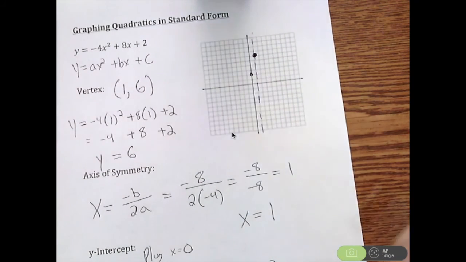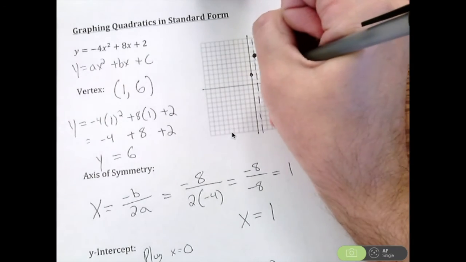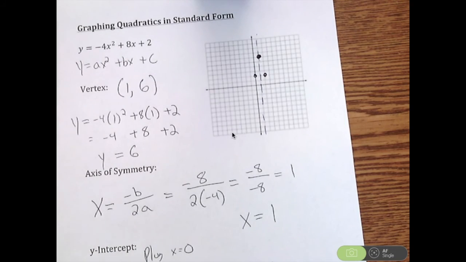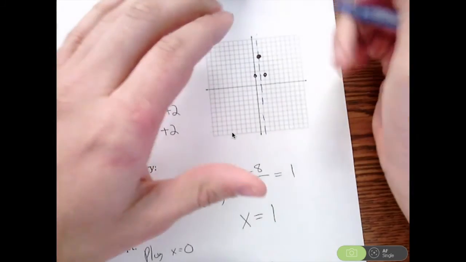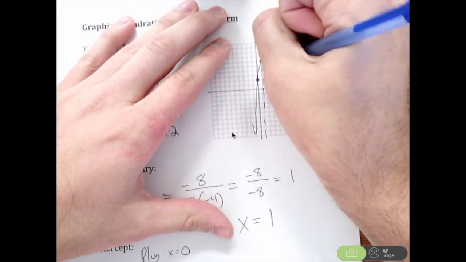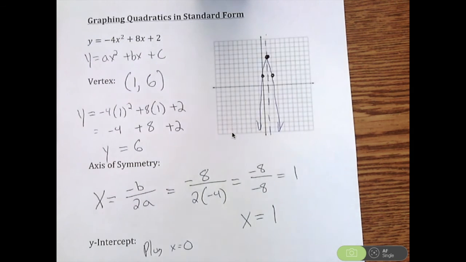Last thing you need to do is just mirror and use that line of symmetry there. Mirror it over and you get this point right there. Once you have 3 points, you can draw the curve and make your parabola. That's graphing quadratic in standard form.